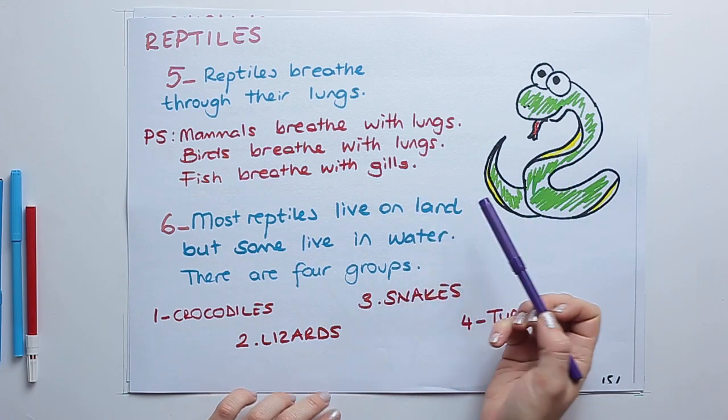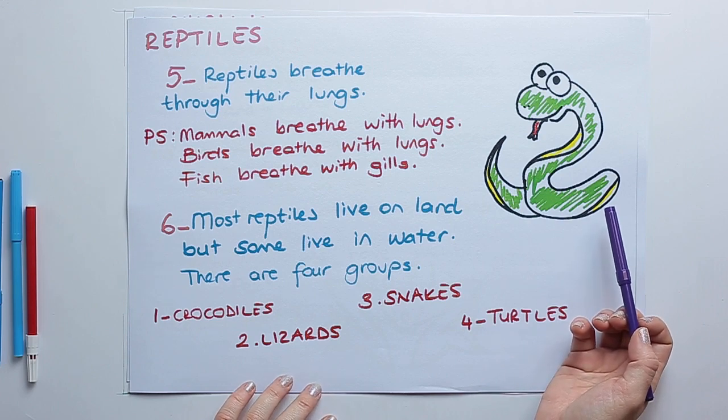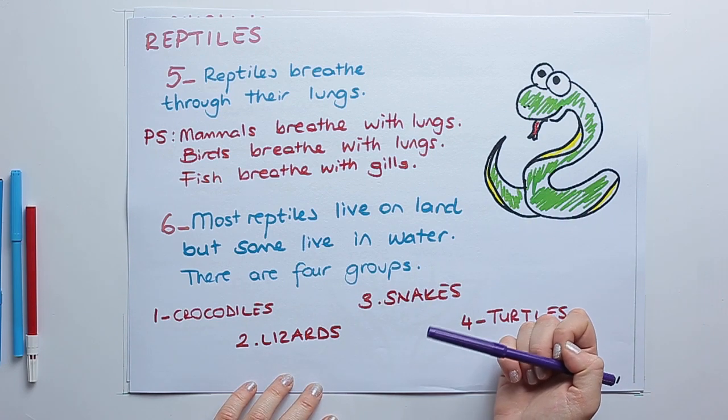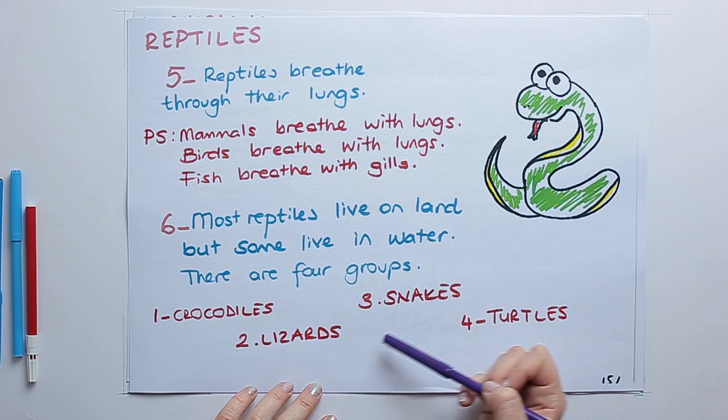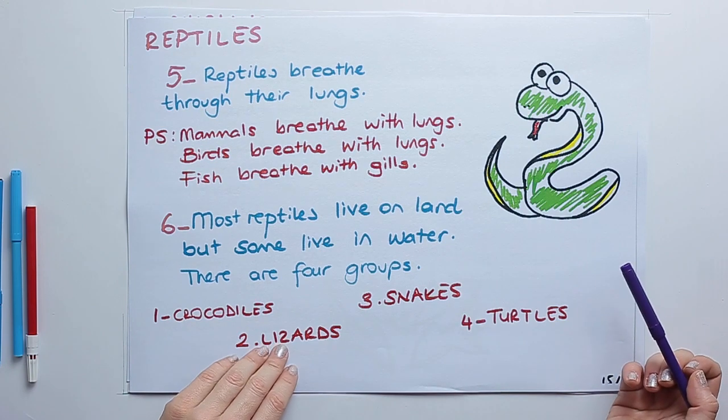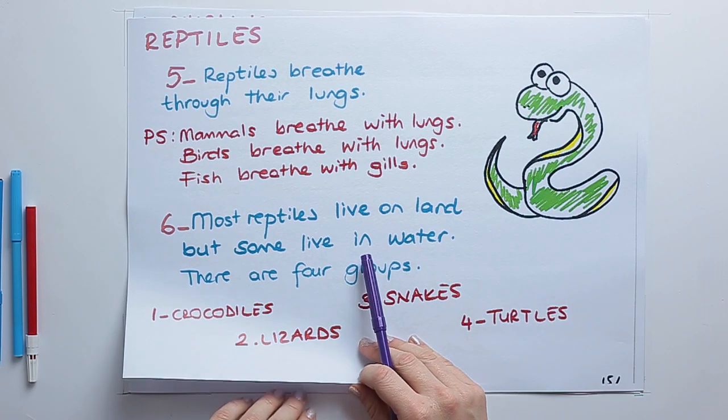Most reptiles live on land, but some live in water. There are 4 groups: crocodiles, lizards, snakes, and turtles, which you mostly know.